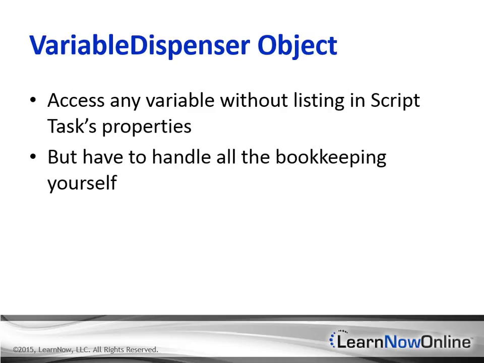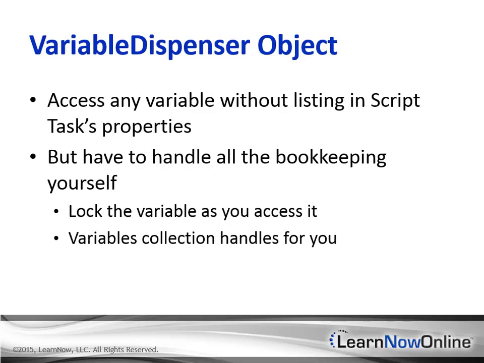If you use the VariableDispenser object to access package variables, you need to handle all the bookkeeping yourself, which means that you have to write code to explicitly lock each variable as you access it to ensure that no other task can access the variable while you're changing it, or vice versa. Since Integration Services executes tasks in parallel when possible, this is a major concern. If you access variables through the Variables collection, as I previously described, Integration Services does all of this locking and unlocking for you. So it's a big difference between the two techniques.